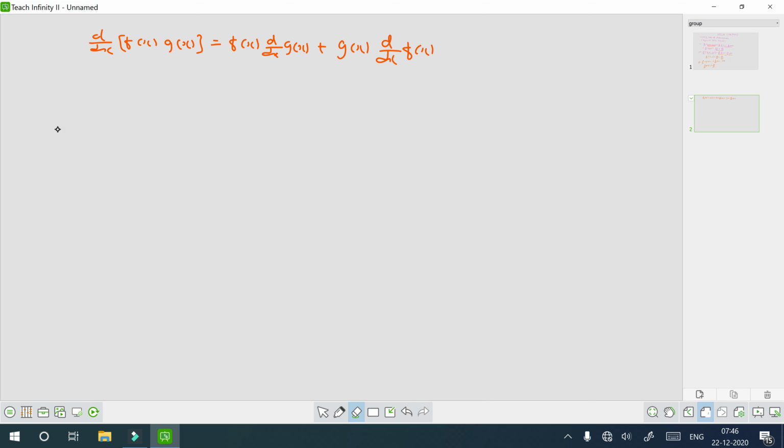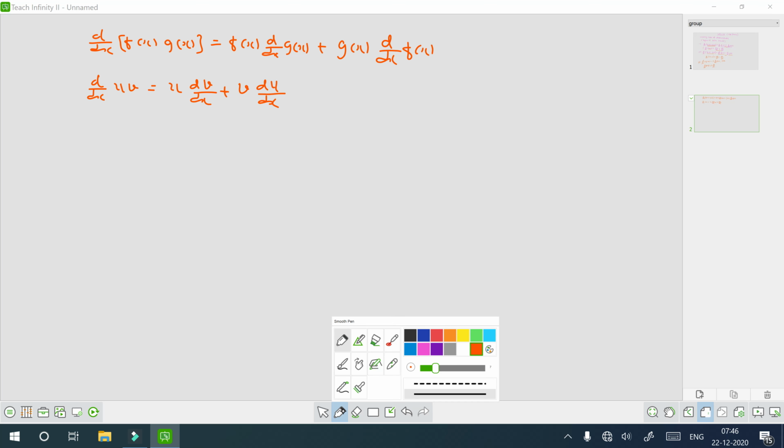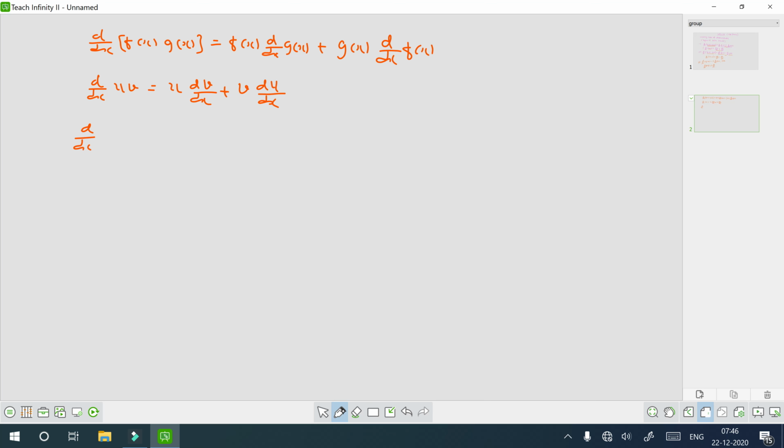Now, in other form, how we write it? D by dx of uv. U as it is derivative of v plus v as it is derivative of u. Clear? Yes. This one is the product of two functions. Same way, we can obtain rule for product of three functions also.